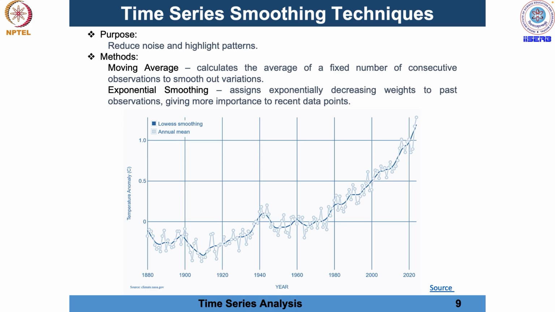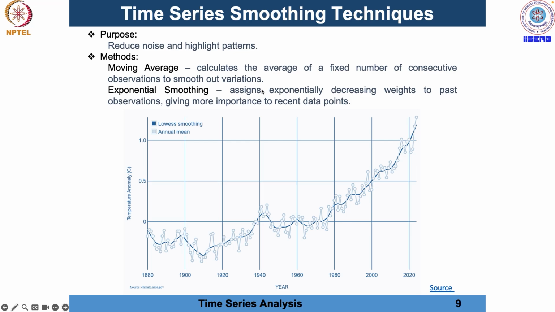Another important concept in time series is the time series smoothing technique. What is this? Basically, when you have multiple fluctuating values, let's say this is your mean temperature anomalies from 1980 till 2020 or after that. You have some sort of increasing trend, you can look at it. So basically what we do is apply moving averages.